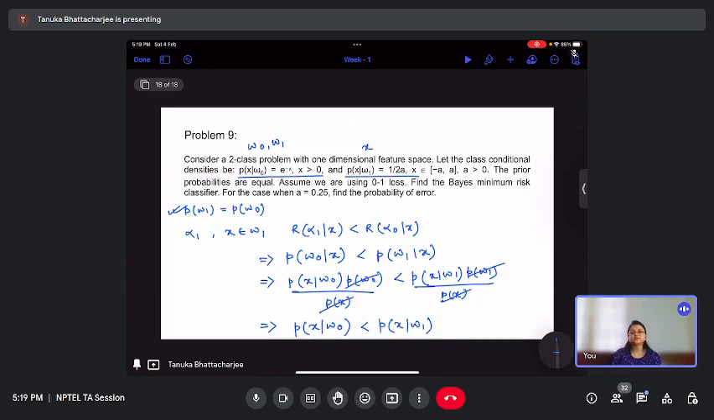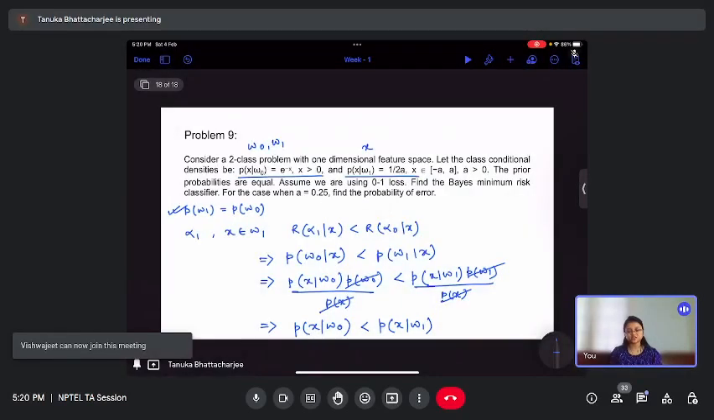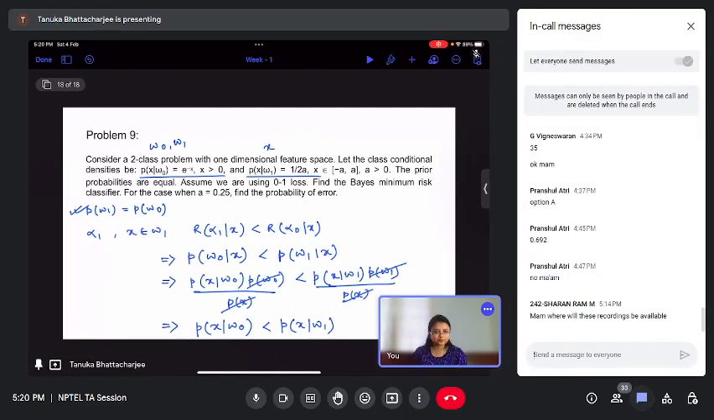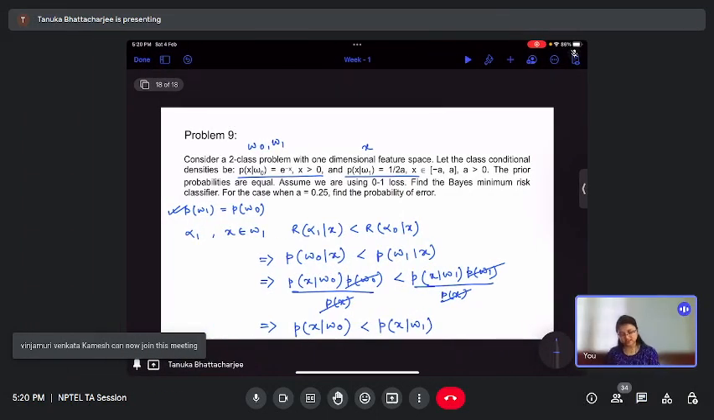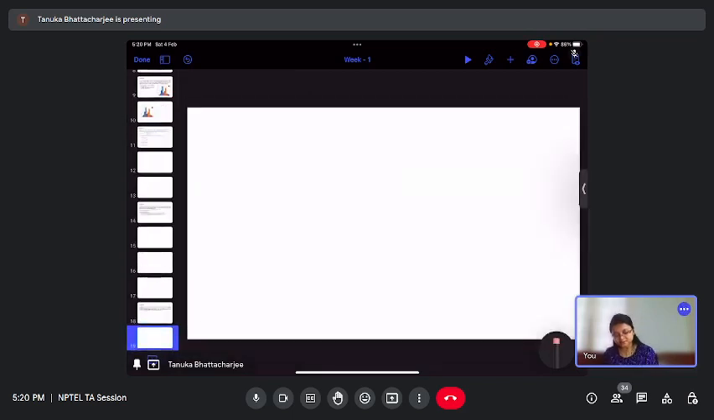So, basically at any point, whichever class has higher class conditional density, you will assign the new item x, the test feature value, to that class, the one having the higher class conditional density. So, here the class conditional densities are also given, one is uniform density, another one is the exponential density. So, we can see the situation graphically.